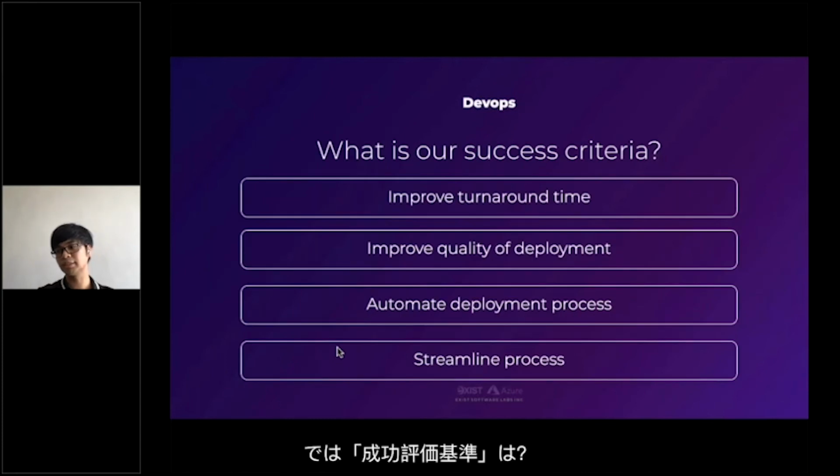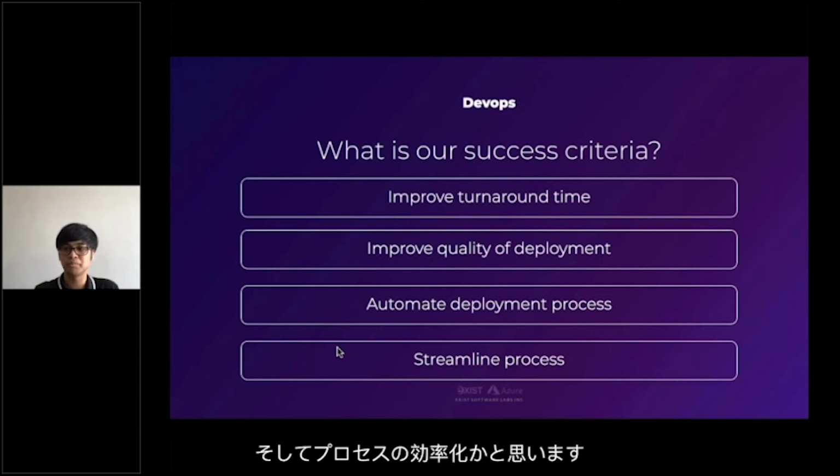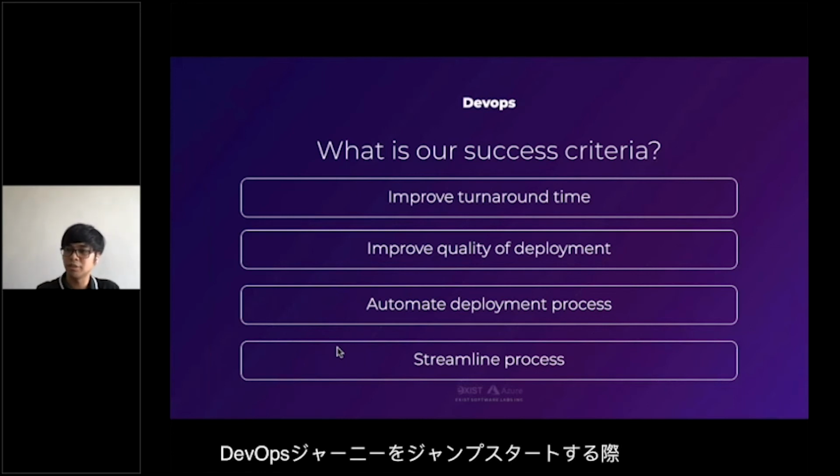So what would be the success criteria? I think the most common item here is that you have to improve your turnaround time, improve the quality of deployment, improve the quality of development, automate the deployment process, and of course streamline your process. So these are some of the success criteria if we want to jumpstart your DevOps journey for your organization.